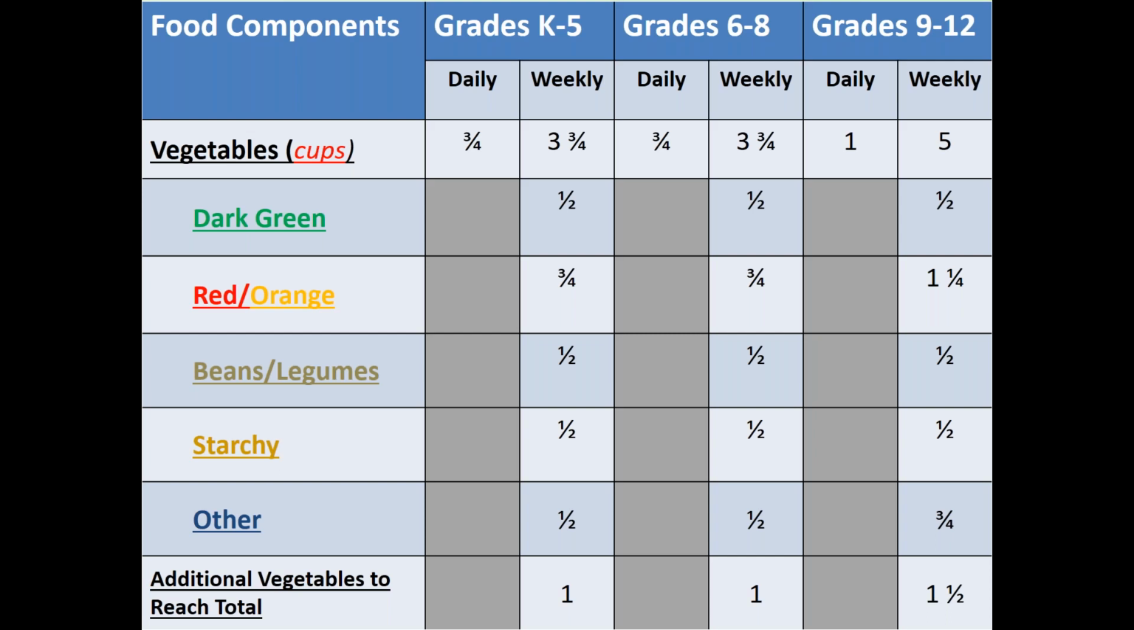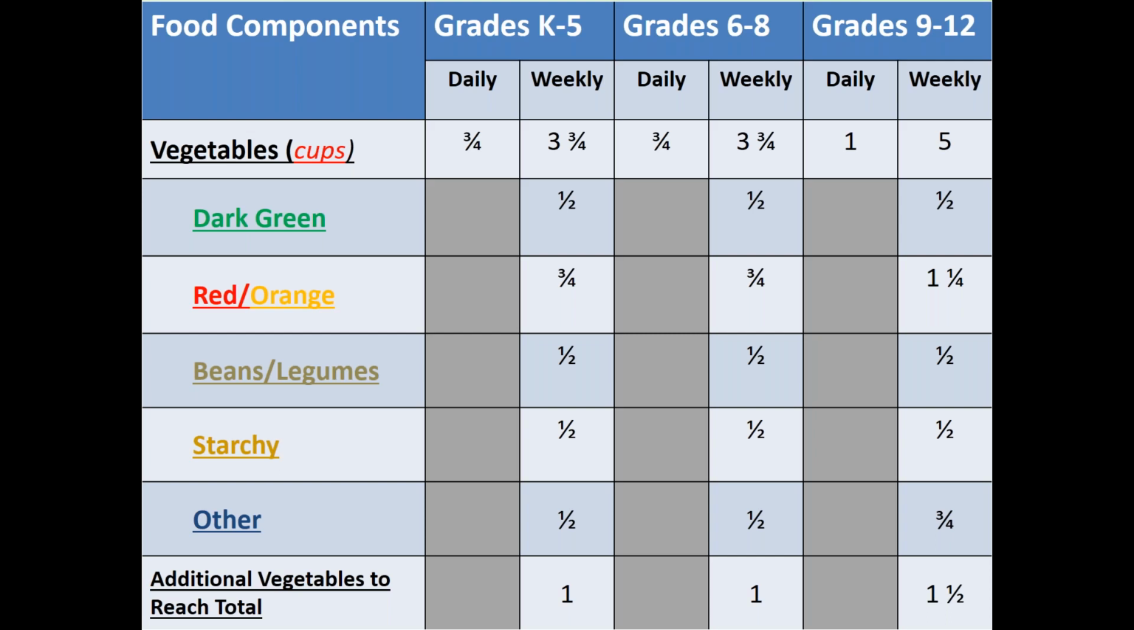So this chart shows the vegetable requirements in cups. So if we were to look at the K through 5 column, there's a daily 3/4 cup requirement for vegetables. And over the course of the week, 3 3/4 cup vegetable must be offered. And then below the vegetables, you'll see the subgroups listed. And you can see that the serving sizes are listed under the weekly column.